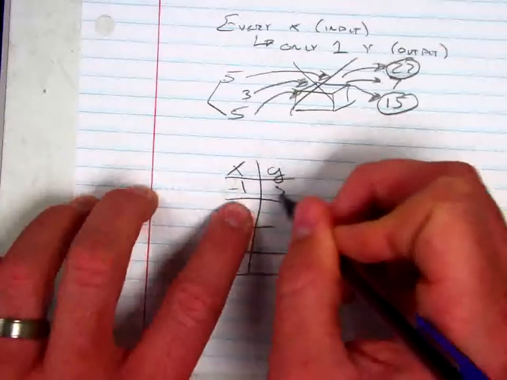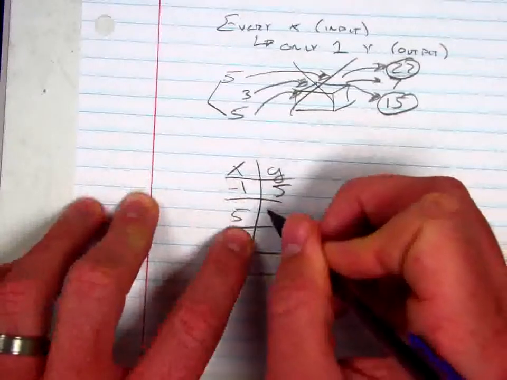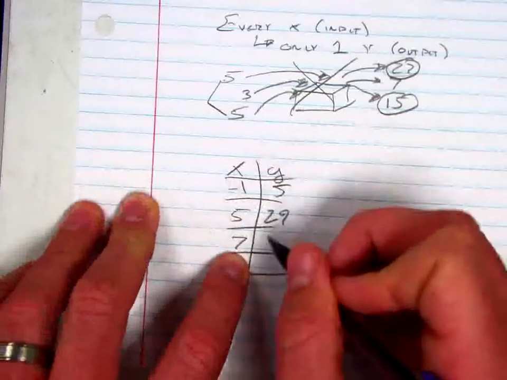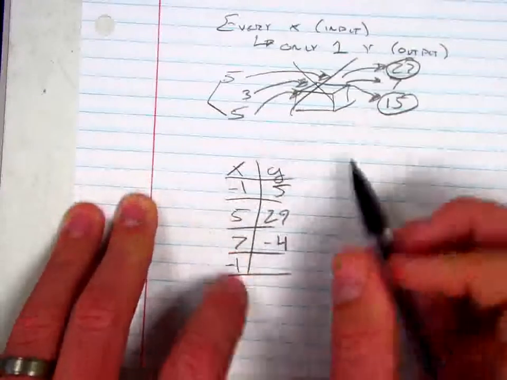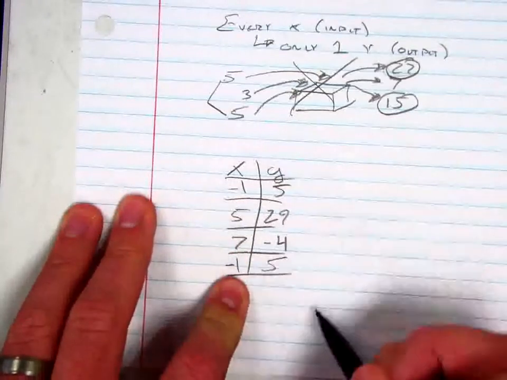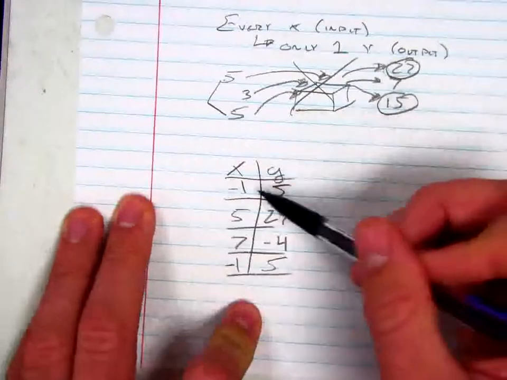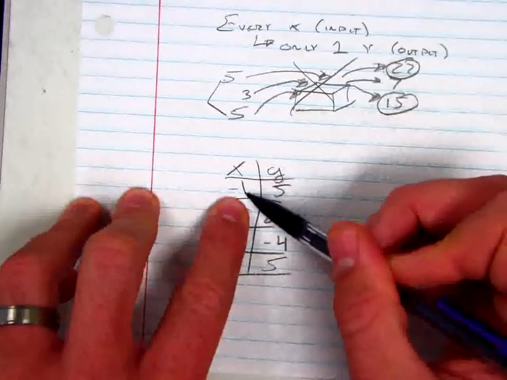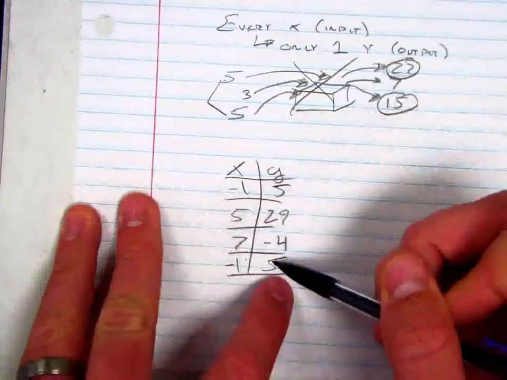Let's say the first time I threw in a negative 1, I got a 5. When I threw in a 5, I got a 29. I threw in the 7, and I got a negative 4. And I threw in the negative 1, and I got a 5 again. This would be a function, because whenever I input a negative 1, my y is a 5.